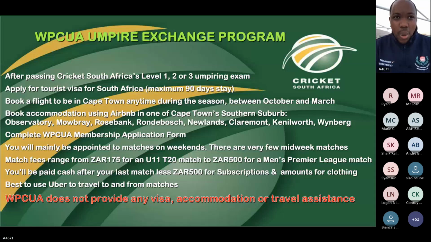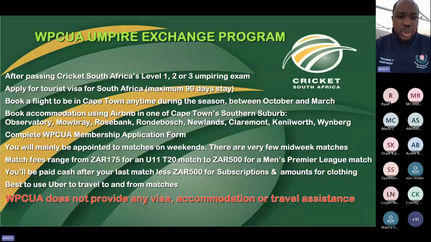Later, while Abdullah is presenting, I will post in the chat box a link to an interview that I had with Daitram right here at Newlands during an SA20 match, when he talks about his trip to South Africa, all the matches that he umpired in, how he got to where he was, and the benefit of his umpiring experience in Cape Town, what it led to in terms of umpiring opportunities when he went back to India. So a very useful video for all of you to watch if you're interested in joining our umpire exchange program.